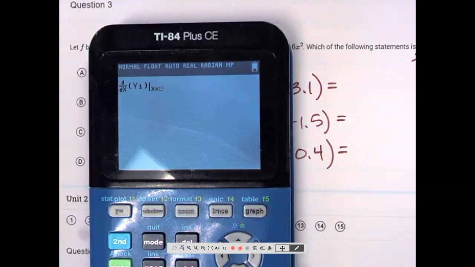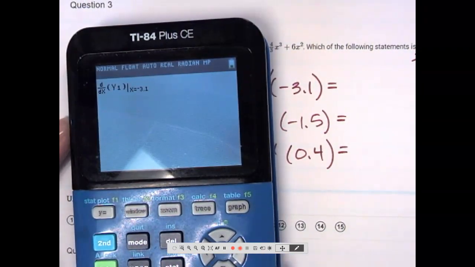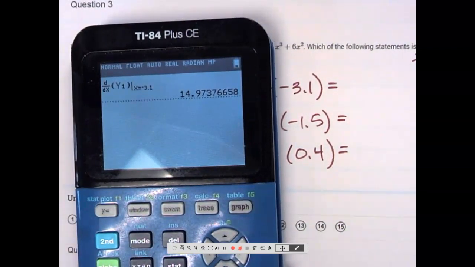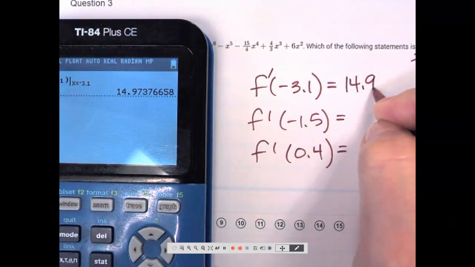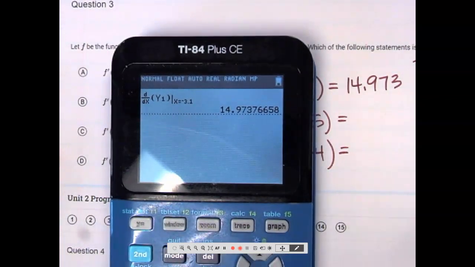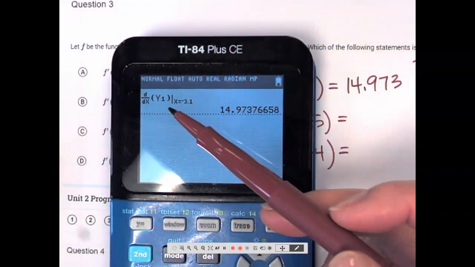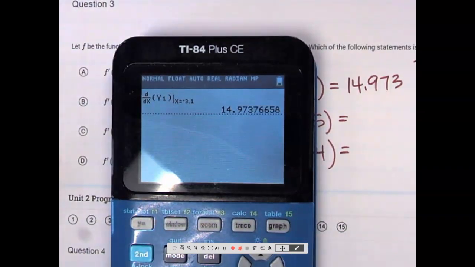And where do I want to evaluate it? The first one I wrote down was negative 3.1. And there we go. Wait, so why would you have to do it 3 times? Why wouldn't you just go back up and press enter on that one and change that value? Yeah, it might let you do that. It does. Okay. Still, you're typing it in once, which I did also.